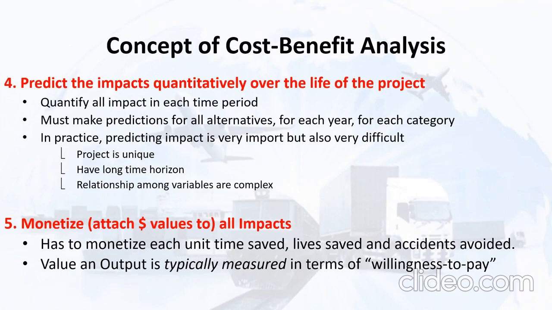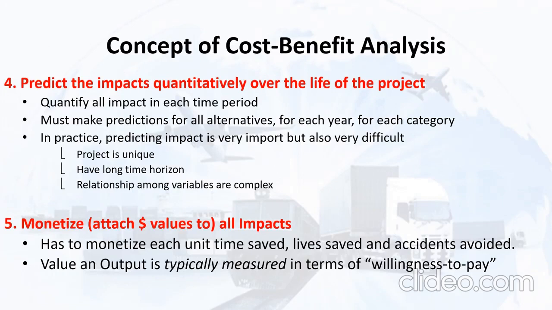If we have 3 alternatives, we must make predictions for the 3 alternatives for each year and for each category. In practice, predicting impact is very important but also very difficult. Why? Because projects are unique, have a long time horizon, and the relationships among variables are complex.